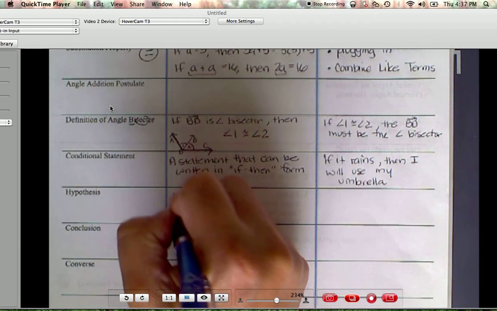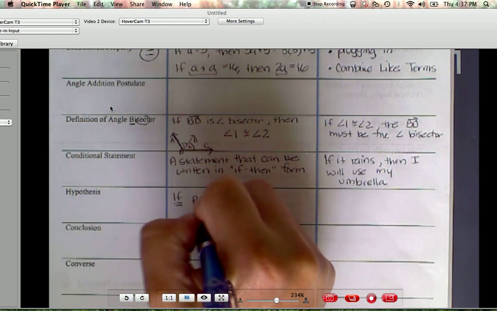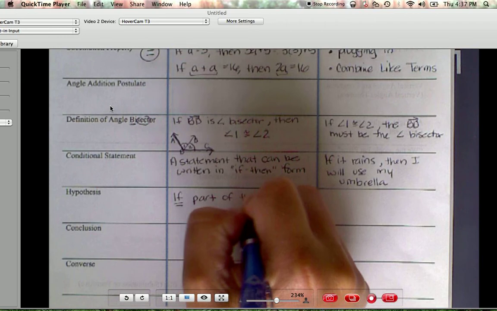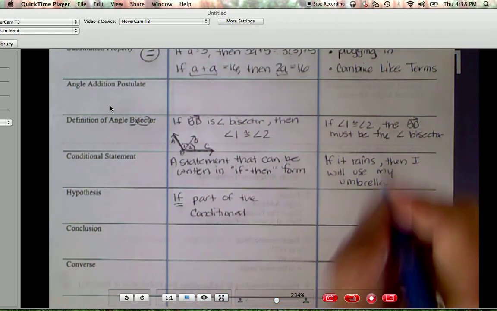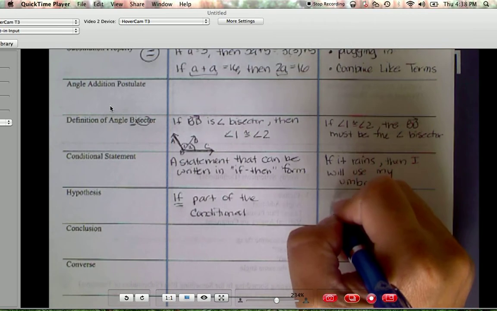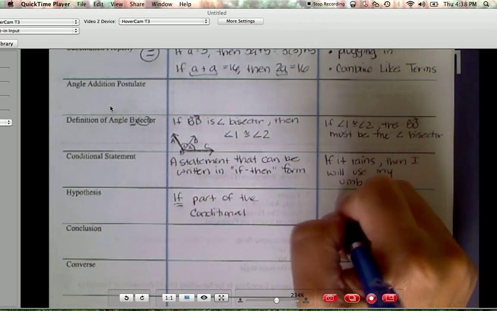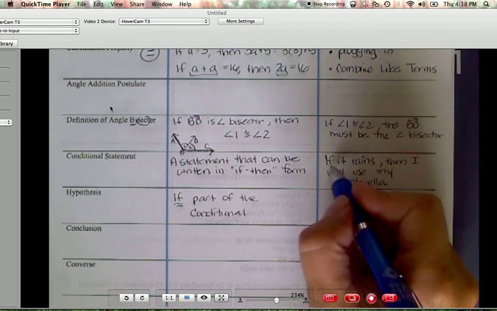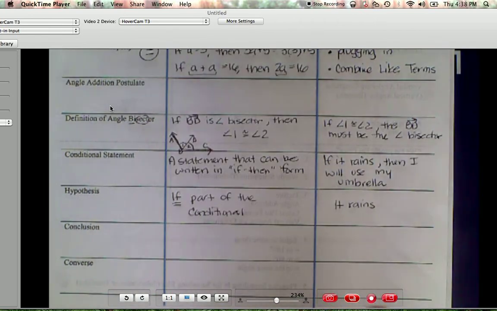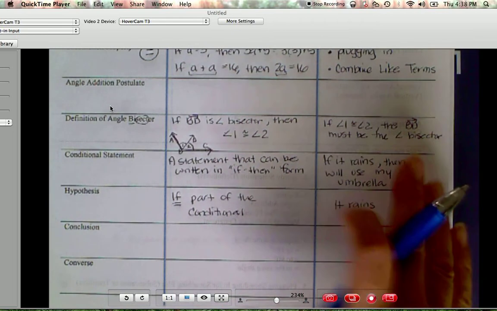Hypothesis is simply the if part of the conditional. It does not actually include the if. So the hypothesis in this statement is it rains. We don't include the if. The if is like your cue word, and then what comes after it would be your hypothesis.